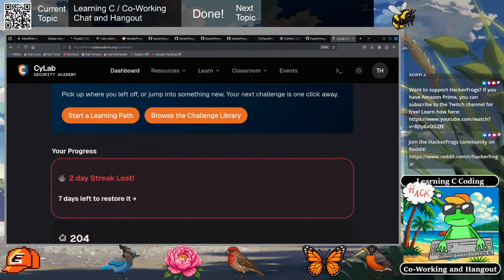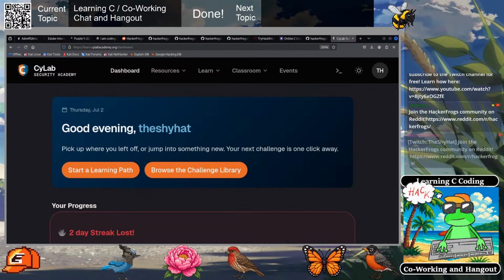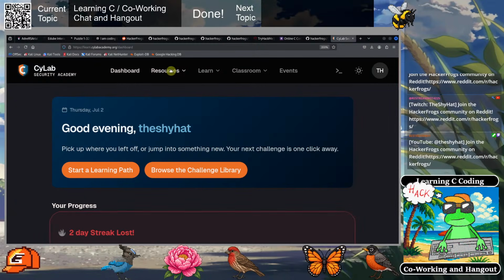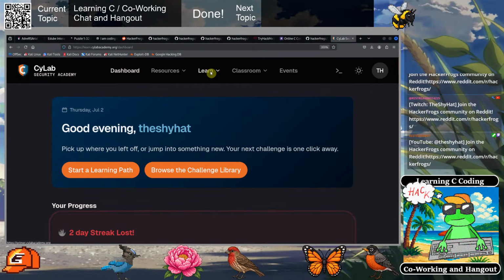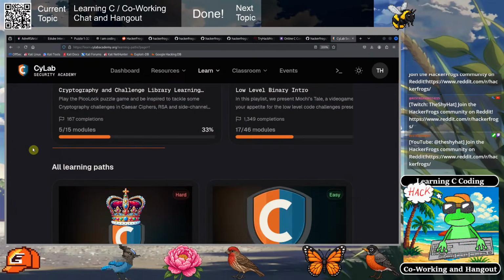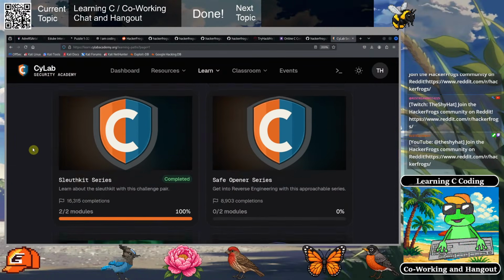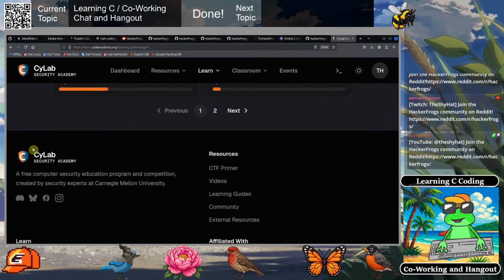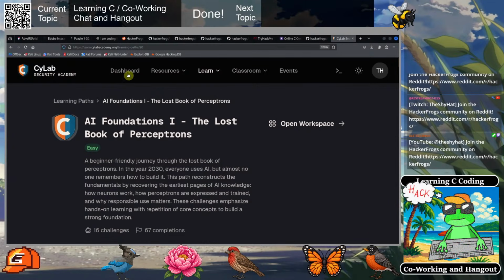Oh, they've got streaks on PicoCTF now. Okay, so the event we're going to be doing is, let's see if I can pull it up, Learning Paths. And I'm pretty sure they've created a new learning path for AI now. Yeah, AI Foundations. So AI Foundations 1, we're going to be taking a look at this as the main topic for tomorrow's stream.